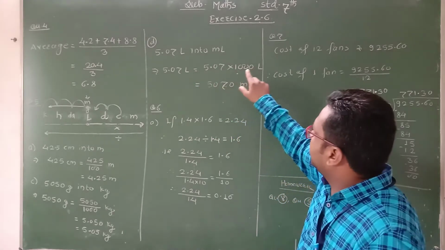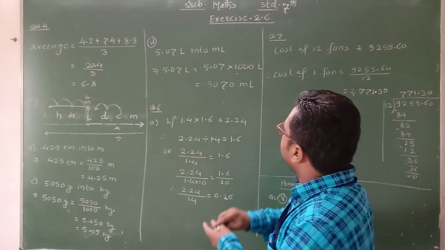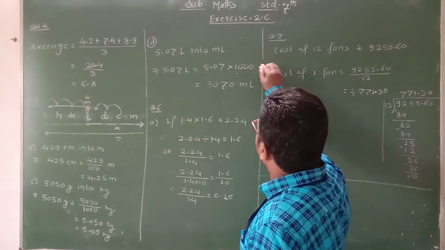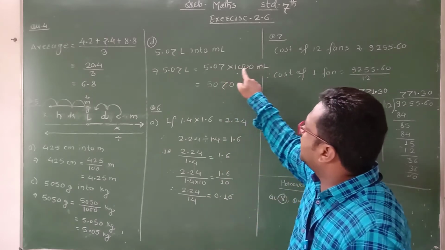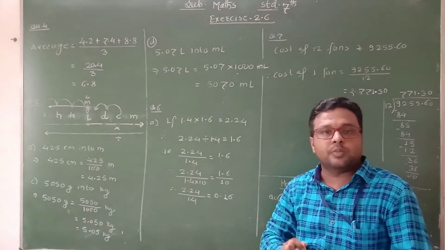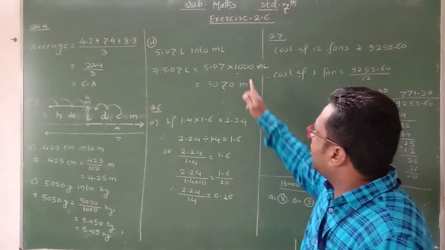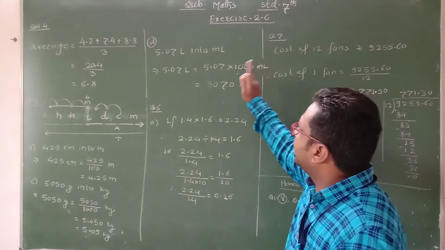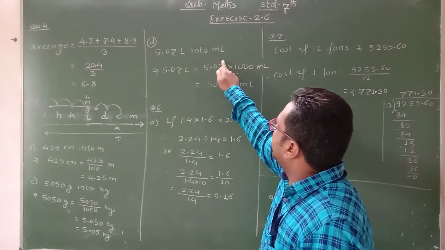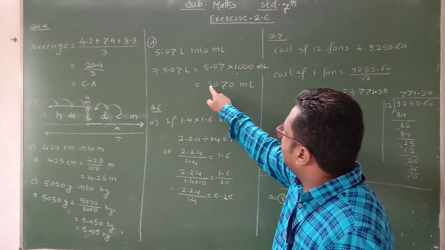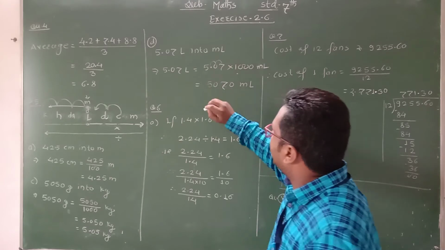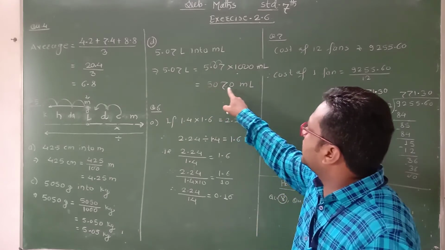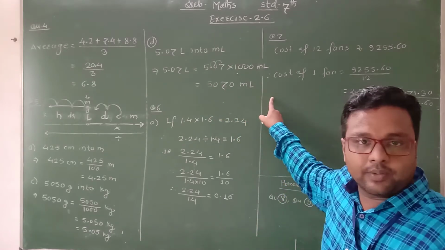Then it is converted into milliliter. Okay? While multiplying with 1000, you have to shift the decimal point to the right-hand side according to the number of 0s following the 1. 3 places here we have to go, to the right-hand side. Therefore 50, this is 1 place, 2, and again 0 here we have to take. Therefore 5070 milliliter. This is the required answer.